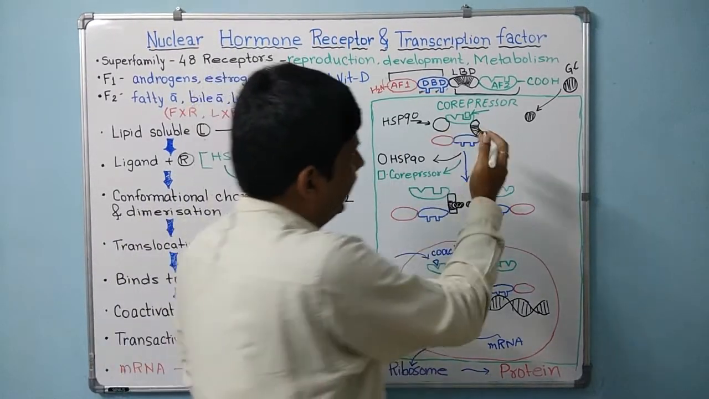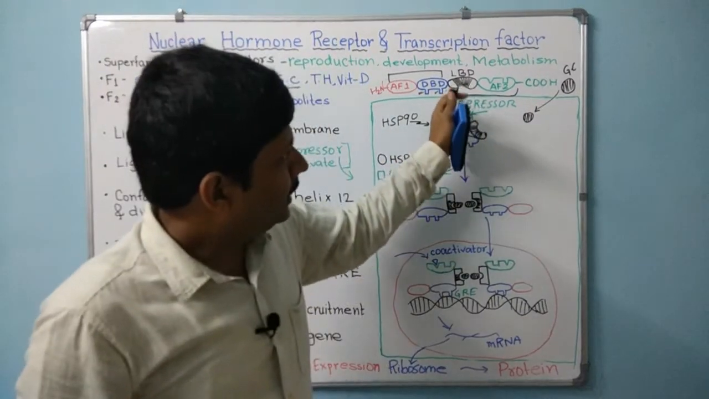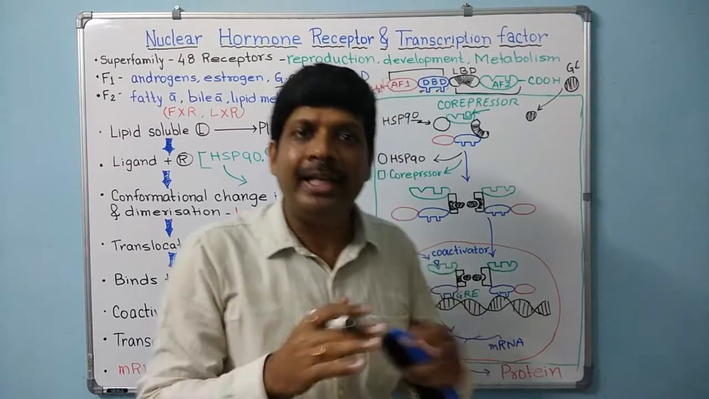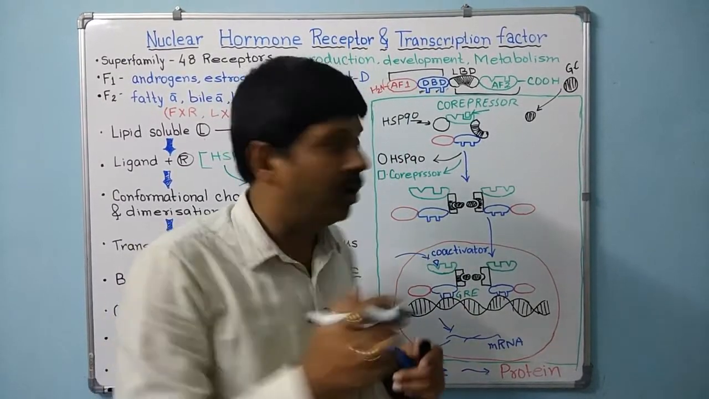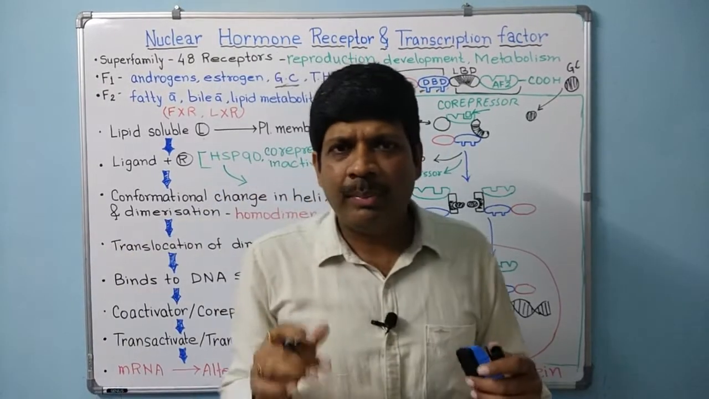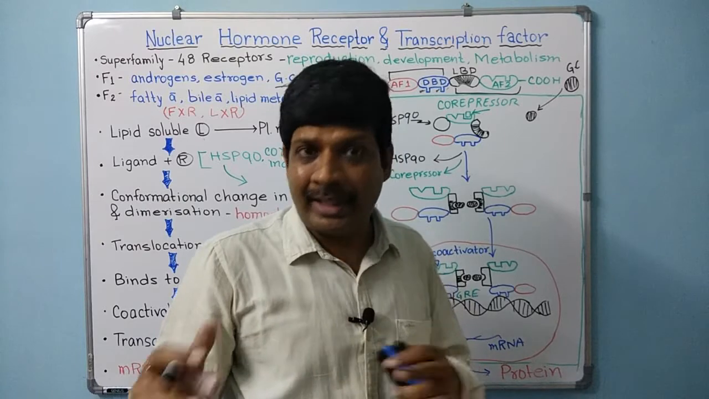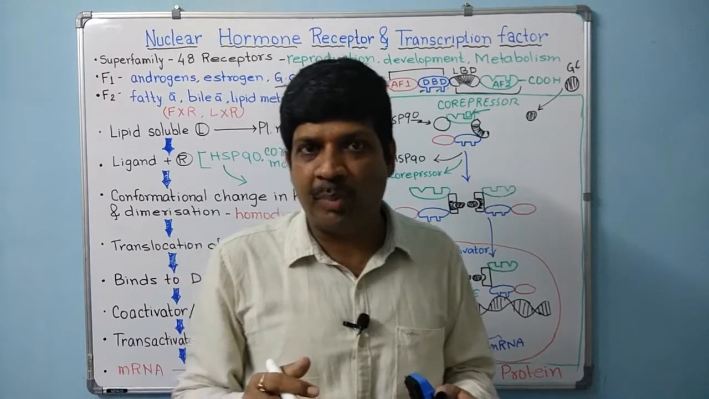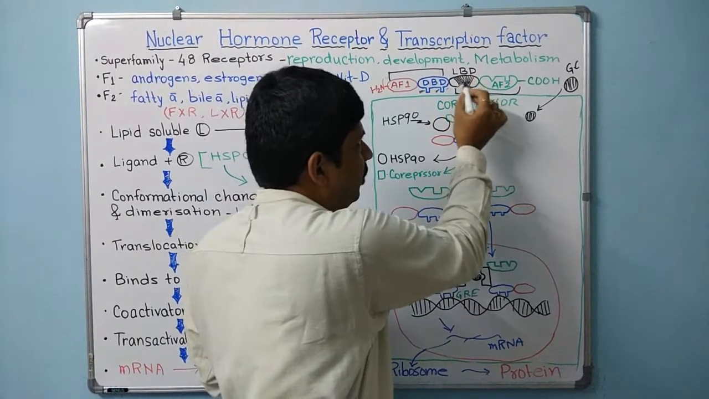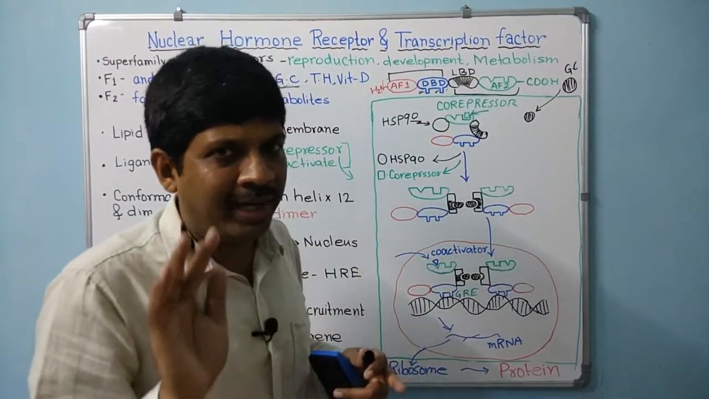Now next to that, in the other half, there is another domain which is called the hinge, and in that hinge part there is a domain called the ligand binding domain. Some of the books say that there is a separate hinge domain, but as per Goodman, there is a hinge, in that there is a domain called the ligand binding domain, and in that there are 12 helices.